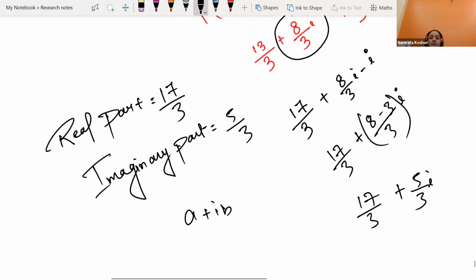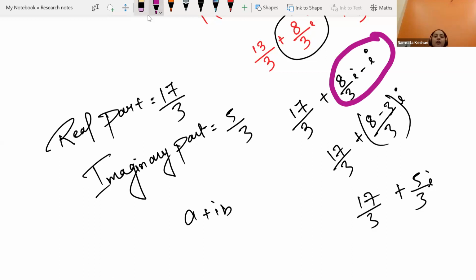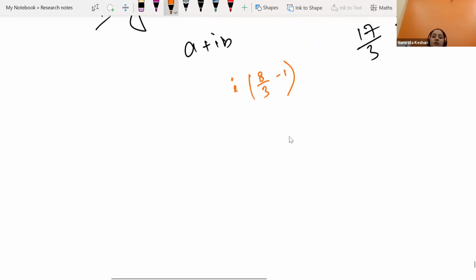Ma'am, how did 8 minus 3 by 3i come? Okay, so we have done the simplification over here, Ali. 8 by 3i minus i. Suppose you have taken i common. So we are left with 8 by 3 minus 1. Yes or no? Yes, ma'am. Now 8 by 3 minus 1. What will be the LCM over here? Ali, what will be the LCM?